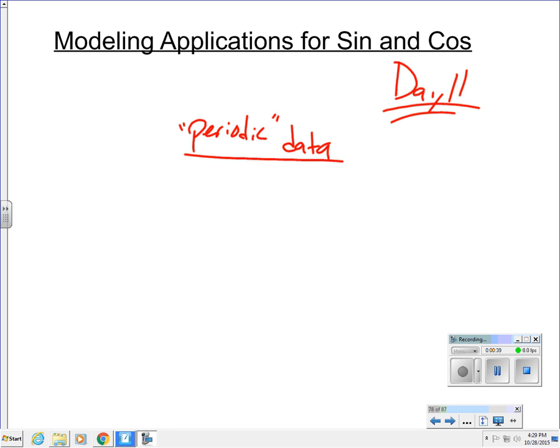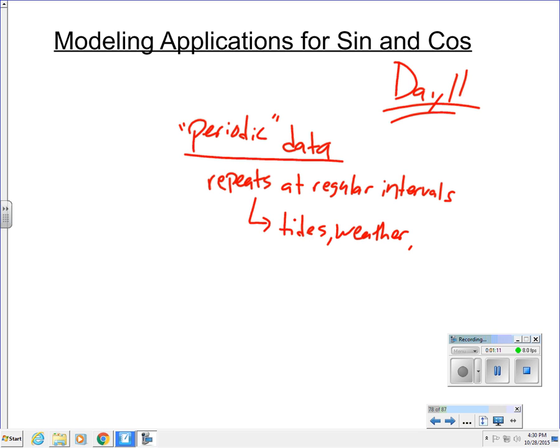So this is data that repeats at regular intervals. So this kind of function is used to model any kind of data that repeats at regular intervals. Some common applications we'll use in class, you'll see in your examples in the practice set tomorrow, are things like tides, ocean tides, weather, temperature, human heartbeat, which will be one example in this video, and other things like that that repeat regularly at a set interval.